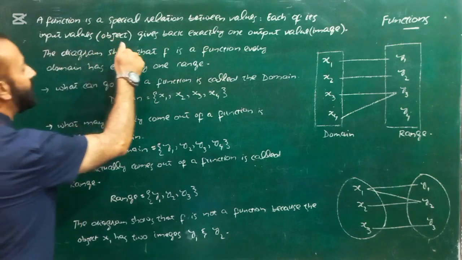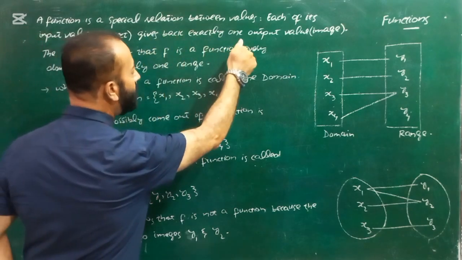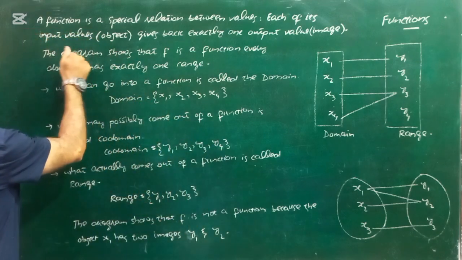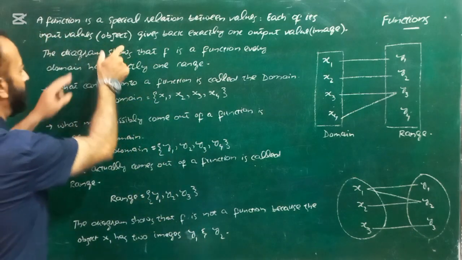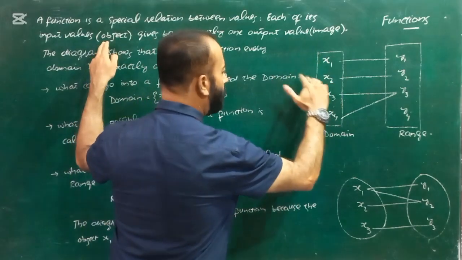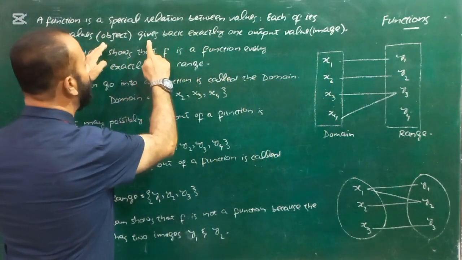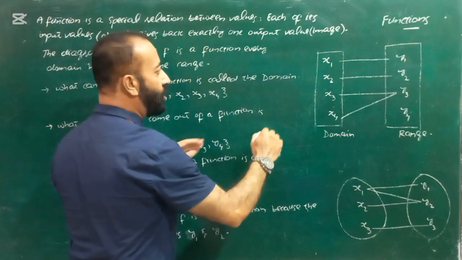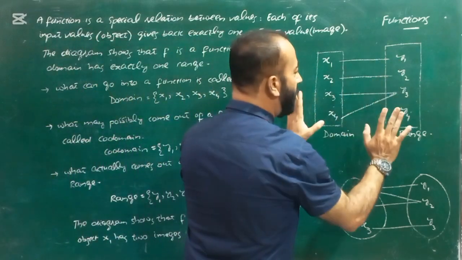A function is a special relation between values, each of its input values, which are called objects. These are input values which we will put into the function, and it gives back exactly one output value, that is the image. So that will give exactly one image.